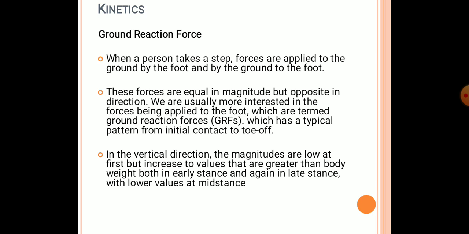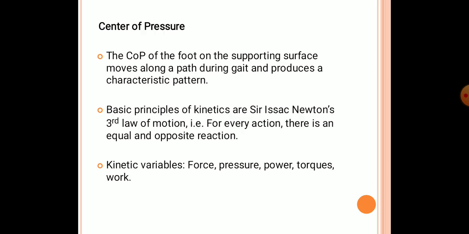So in the beginning of the gait cycle, the magnitude is very low, and it gets to its peak in the early stance phase. But during mid stance, it comes down again. In the late stance, the magnitude is in a high range. So that's how the ground reaction forces are applied to the foot.